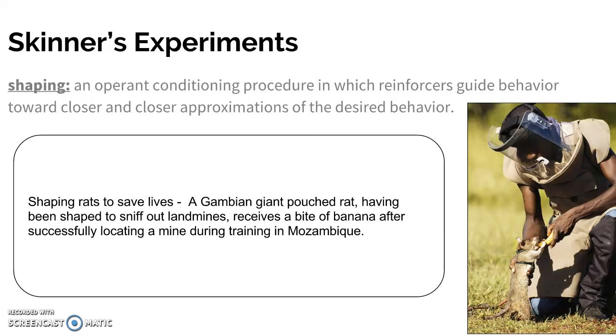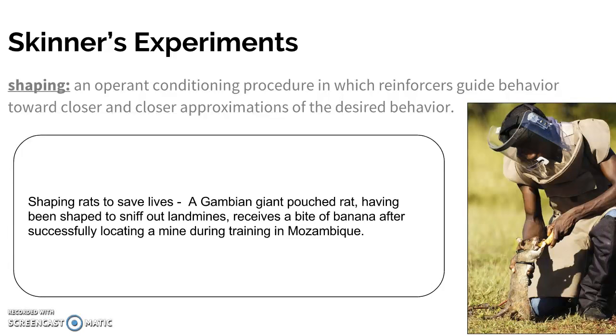He used something called shaping. Maybe you've trained a dog or some other kind of pet. You've had to use shaping. It's an operant conditioning procedure in which reinforcers guide behavior toward closer and closer approximations of the desired behavior. So if you want to get your dog to fetch you something out of the refrigerator, you don't just start by saying, hey, get me something out of the refrigerator. You have to kind of get it closer and closer to what you want to try to do.